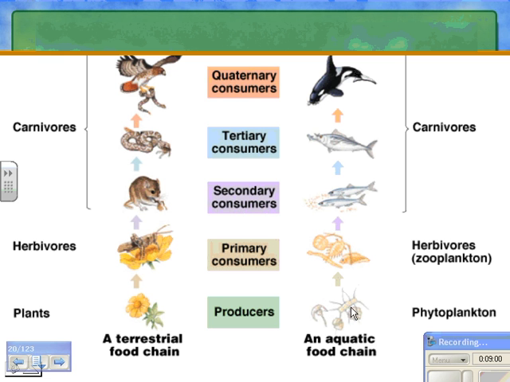Here's an aquatic food chain. You start with phytoplankton, and then you have zooplankton eating the phytoplankton, and then little fish eating the zooplankton, and then bigger fish eating the little fish, and then you have a whale actually eating the fish.